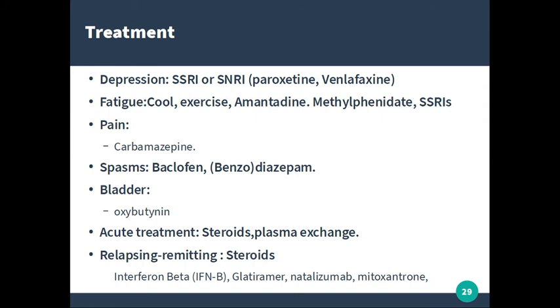And in the acute phase, treatments include steroids and plasma exchange. Relapsing remitting MS may be treated by giving steroids, interferon beta, which is an immunomodulator, glatiramer, and other disease-modifying agents.